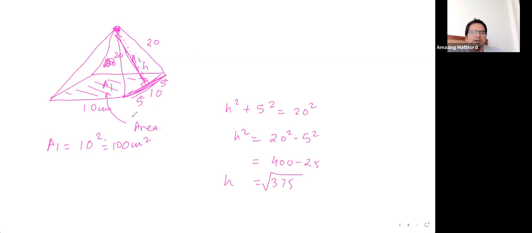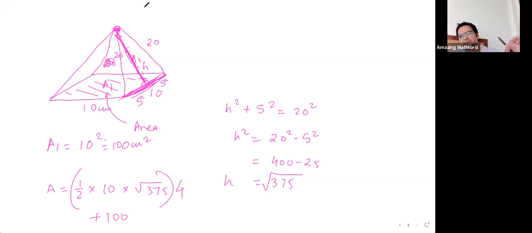Now, when you're finding the area of each triangle, the area of each triangle is half, base is 10. So you can see the base of this triangle is 10, and the height of this triangle is root of 375. If you have one face like this, there are 4 faces in total. So you multiply this by 4, and if I add 100 to this, that will give me the total surface area of this pyramid. And remember that for a pyramid, you don't have a straightforward formula. You need to visualize and then do the calculations. So this is about prism and pyramid.